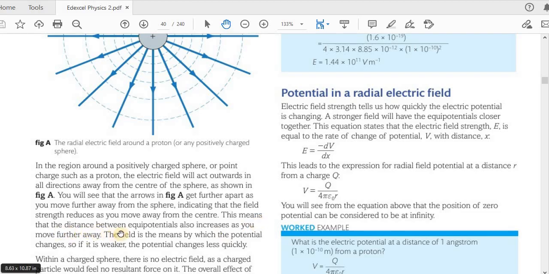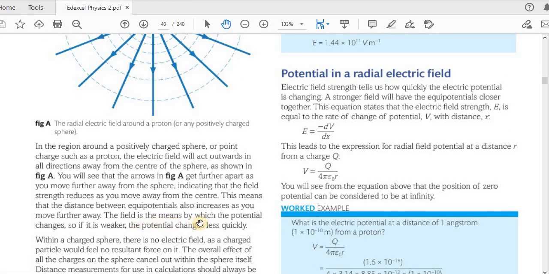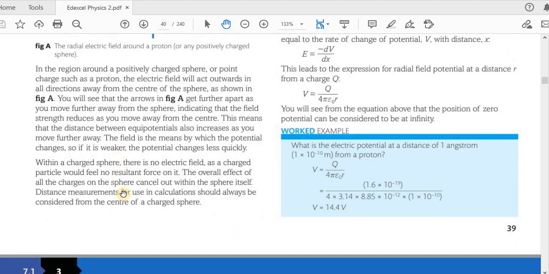This means that the distance between equipotentials also increases as you move further away. I already explained this. The field is the means by which the potential changes. So if it is weaker, the potential changes less quickly. This last paragraph here at the bottom is extremely important. Within a charged sphere, there is no electric field. You can note that down. If you consider a sphere, inside the sphere, there is no electric field.